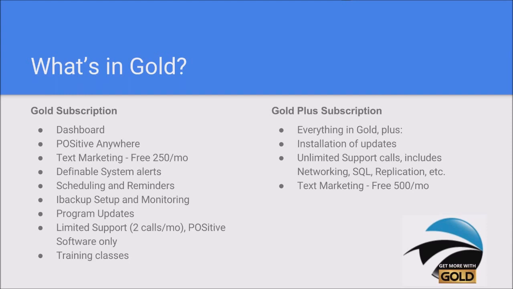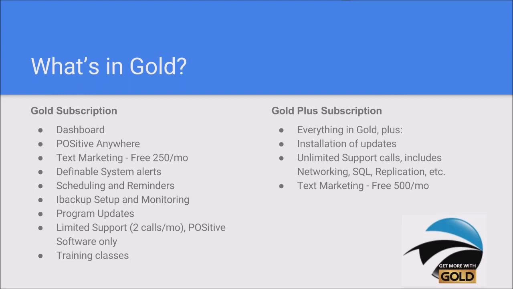Positive Anywhere is kind of the next generation of that. It's really geared to work on mobile phones, so we've redesigned all the screens so everything fits nicely on a mobile phone. Same type of thing, you can check on sales and look up customers and orders and invoices and all those sorts of things right from your phone. So that's available in Gold.